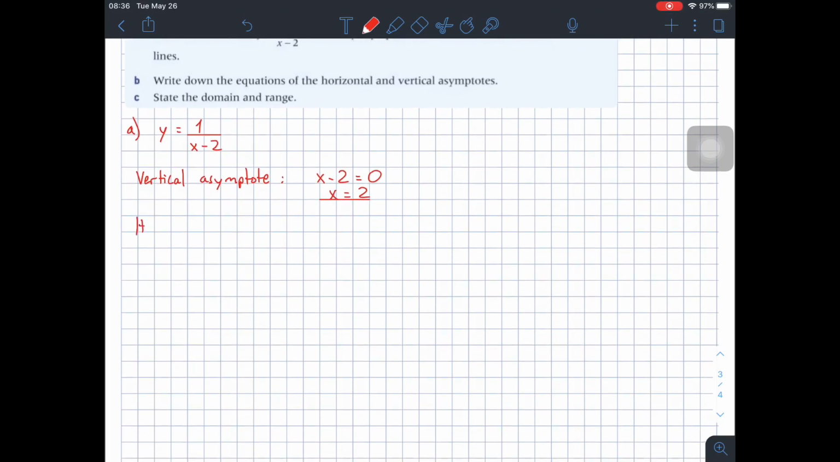Then the horizontal asymptote is found directly by observation. As there is no vertical shift, this is plus 0 over here, the value of the horizontal asymptote is directly y equals 0. Okay, and that means that the domain would be x different from 2, and that the range is y different from 0.